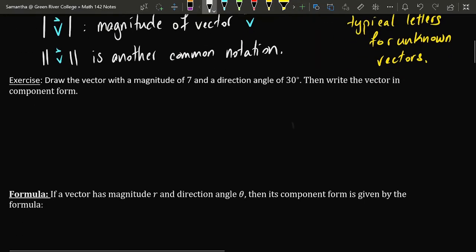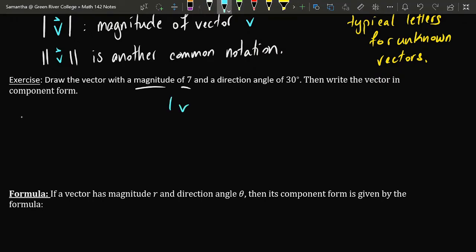Now let's go ahead and take a vector with a given magnitude and direction angle, and then figure out what its components would be. So I'm given a vector with a magnitude of 7 units. In other words, the magnitude of the vector in this problem is equal to 7. And the associated direction is described by an angle of 30 degrees. Let's write down the vector in component form.